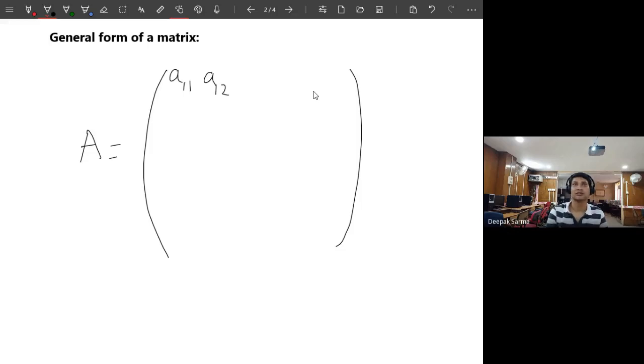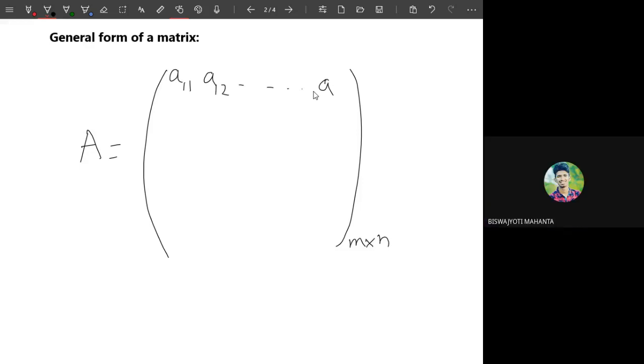Fine. So if I write this way, now I have to specify how many rows and how many columns I will have. Suppose m cross n, in general. So suppose the matrix has m rows and n columns. What will be the entry here? Anyone? 1 and n, e 1 n.